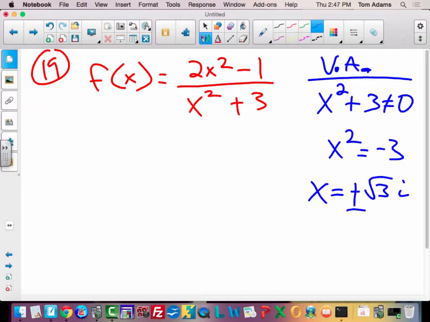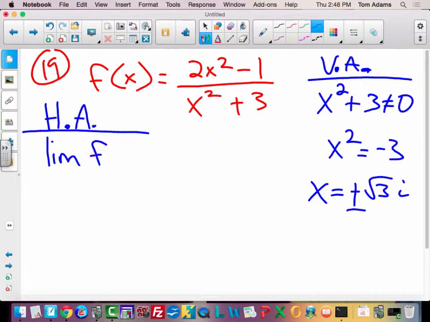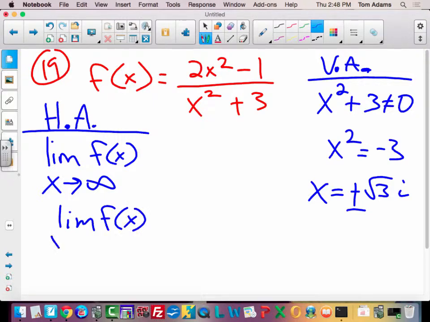Now, here's an interesting thing. When we talk about horizontal asymptotes, asymptotic behavior, we're really talking about the limit of a function as x approaches infinity and the limit of the function as x approaches negative infinity. So now, when we approach infinity, that's x approaching a very large number.